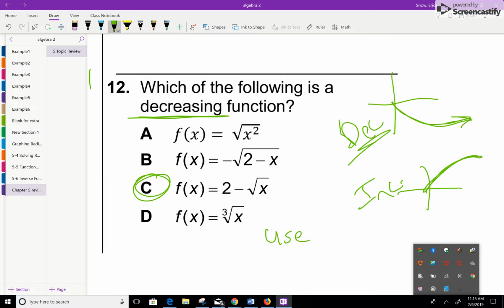So on this one, you need to use a calculator.